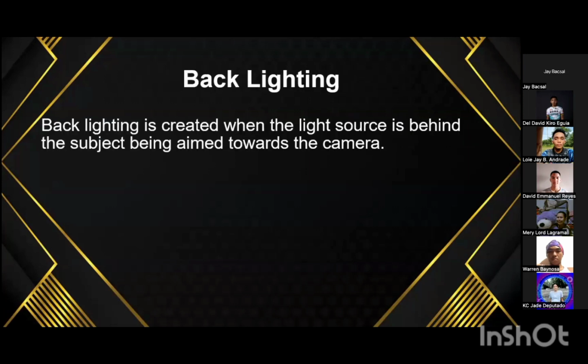Backlighting. Backlighting is created with the light source behind the subject being aimed towards the camera. This means that the location of the light source in relation to the subject makes it a neutral lighting that diffuses shadows on the face. You will find it mostly used for portraits or to emphasize an object or subject.